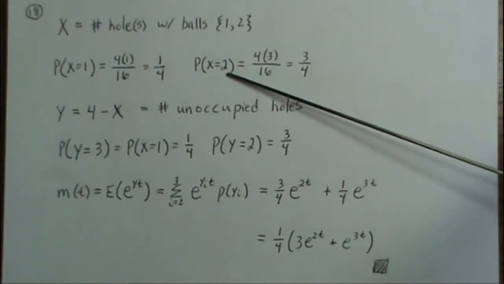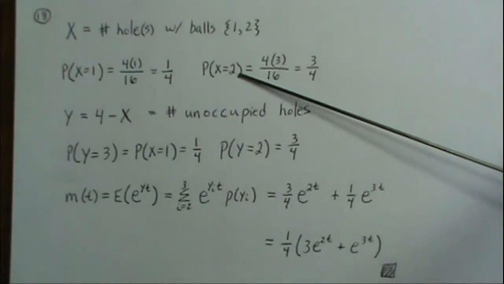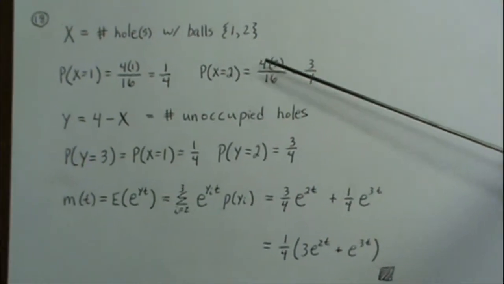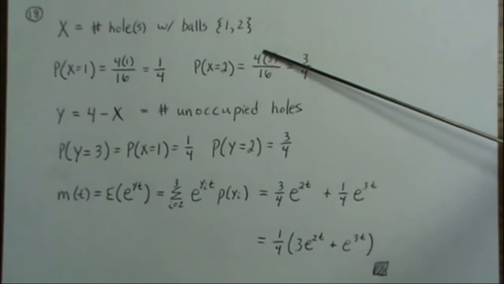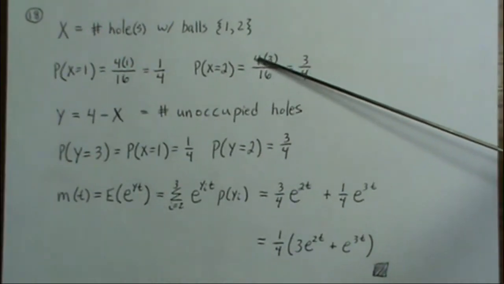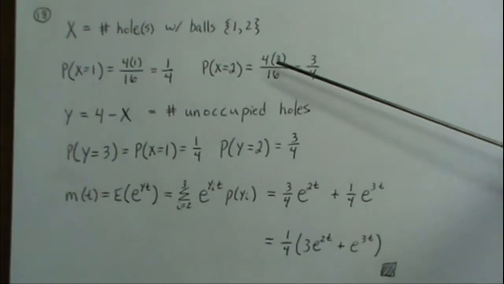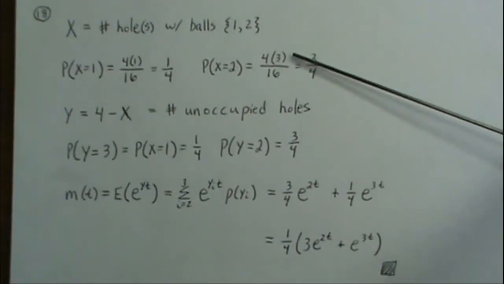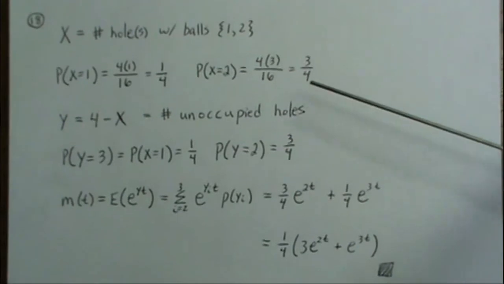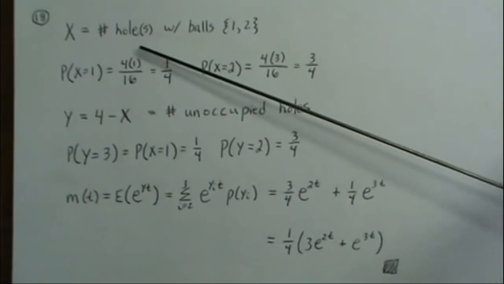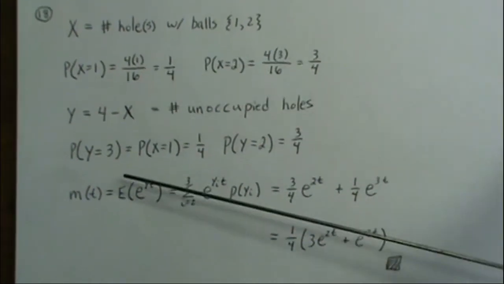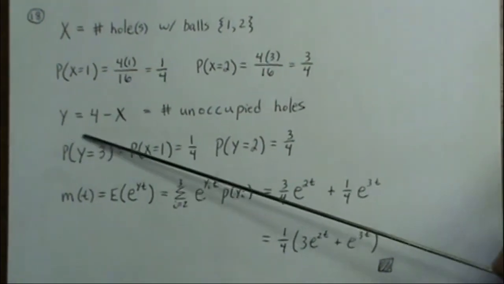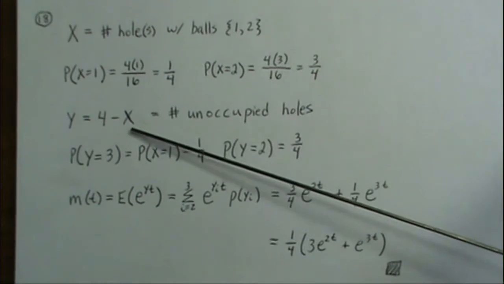Then the number of ways that we can have 2 holes occupied, remember there's 16 total ways. If we pick one of the holes at random, there's 4 ways to choose that. And then we need to pick one of the other 3, and there's 3 ways to do that. So it's 12 over 16, or 3/4. Now this X is the number of occupied holes. So to define the number of unoccupied holes, we let Y be 4 minus X.